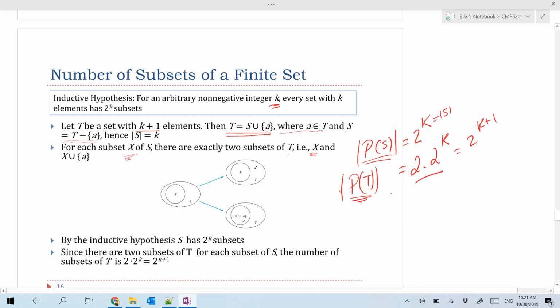So we will end up with 2 times 2^k elements in the power set of T. Okay, and the final size is equal to 2^(k+1). Good.